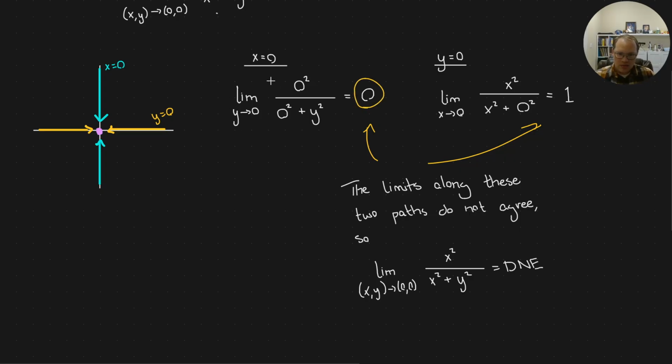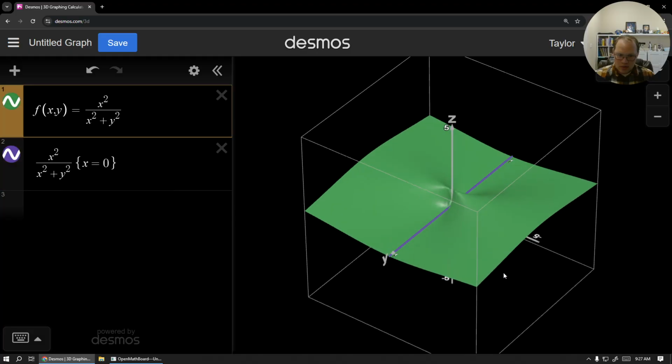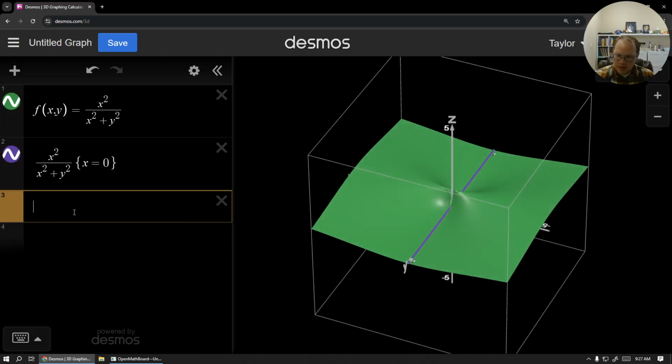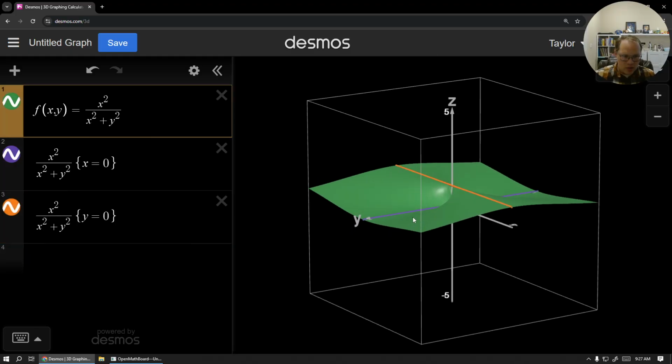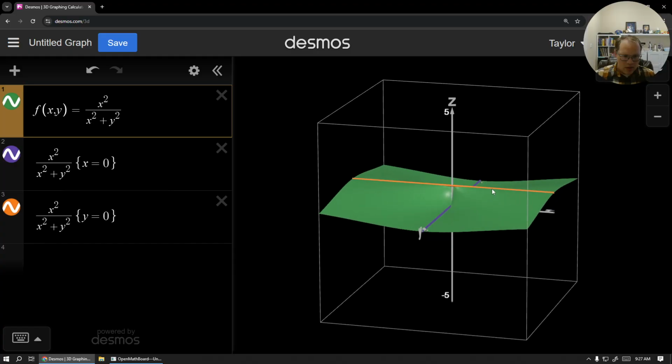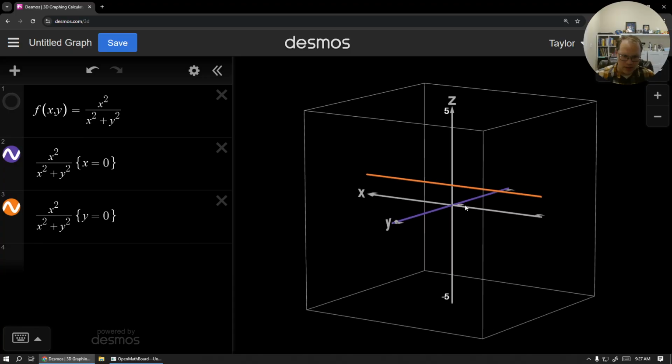That's what we got. When x is 0, we approach 0. Okay? And then the other path, when we set y equal to 0, so let's do maybe orange. Okay? Notice with this one, as we approach the origin, we have a higher value. Okay? We're going to 1, not 0.